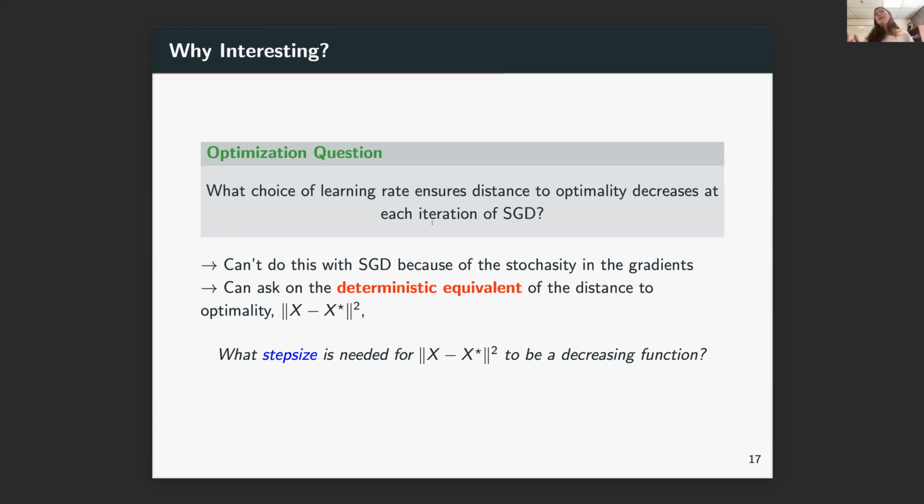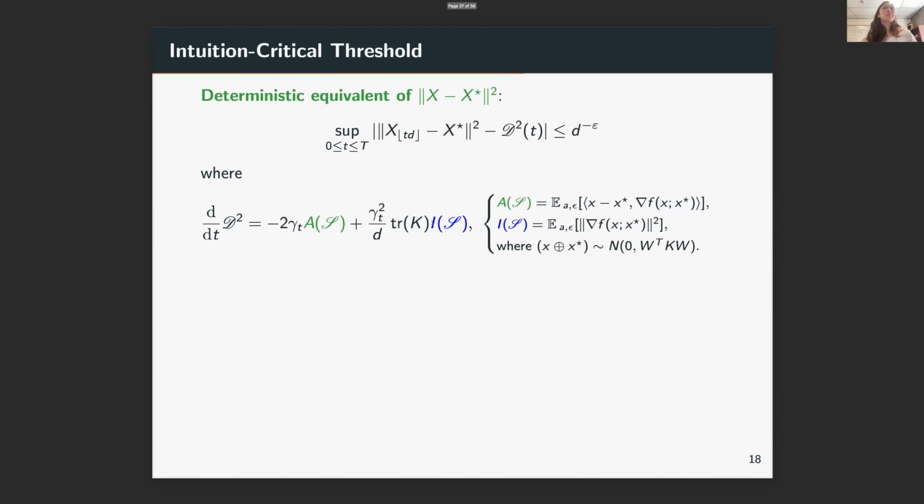All right, I'm doing distance to optimality. You can also ask this of risk, for instance, or even gradients, but that would be kind of weird. But okay, so what do you do? You first need to write down the deterministic equivalent for distance to optimality, like x minus x star squared. And you just do that.